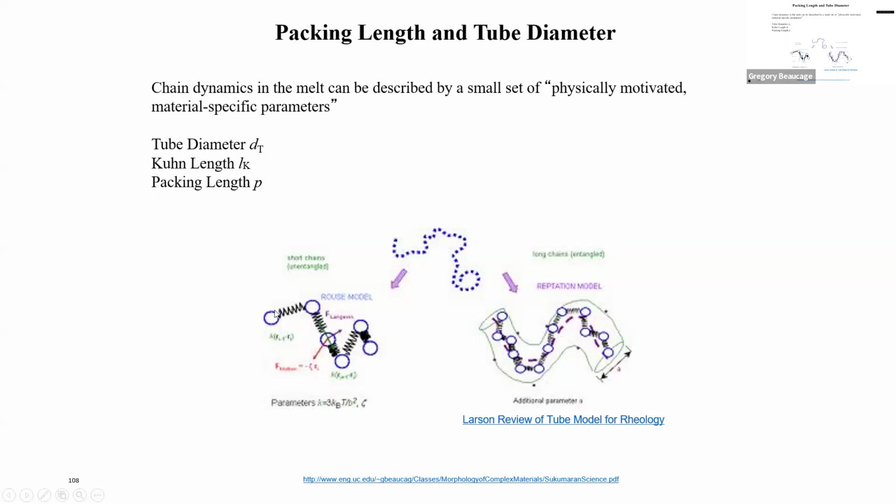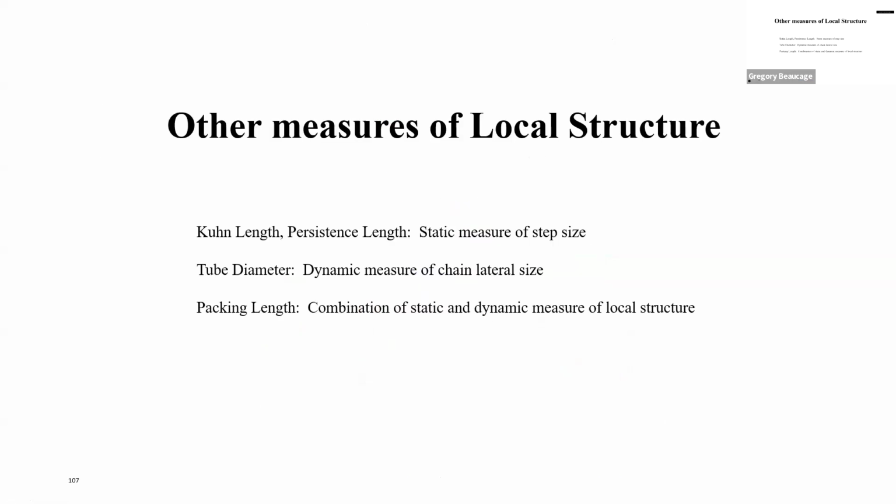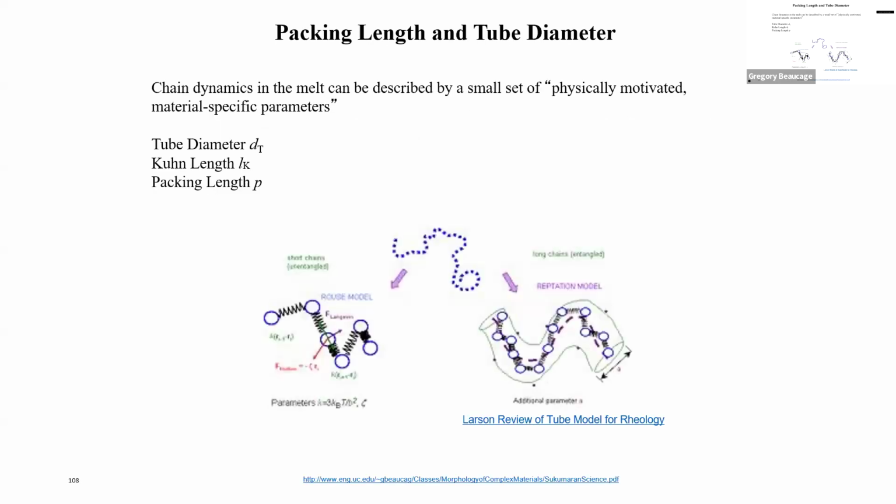So there's a Kuhn length of the chains, and then the tube diameter, and then the packing length we already talked about. So I'll mention that at the end here. But basically the tube diameter, I just want to mention that it exists. But we've already seen it a couple of times, I think.